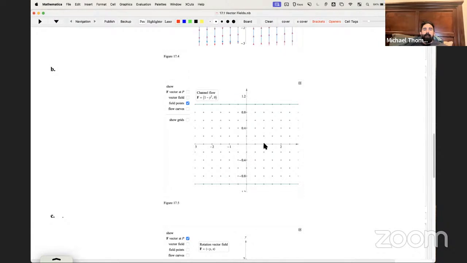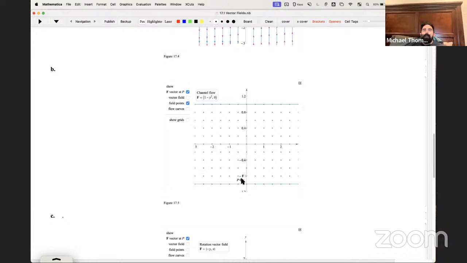So for example, we could plug in 1 for x and 0.4 for y. The x isn't being used, but the 0.4 is. 0.4 squared is 0.16, so 1 minus 0.16 is 0.84. So it's going to be the vector <0.84, 0>, which is a vector to the right of length 0.84. And we would do this at every single one of those field points.